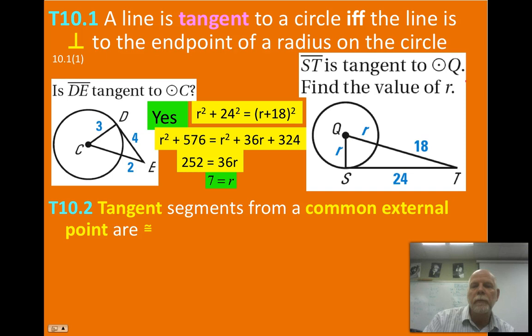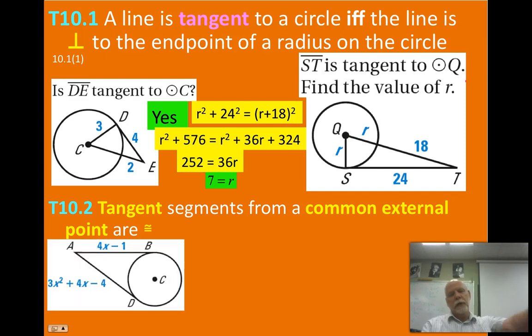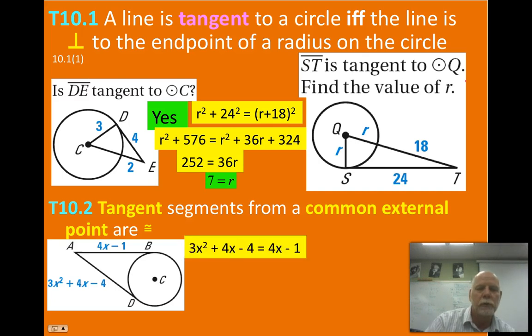Also, tangent segments from a common external point are congruent. If we look at a diagram like this, we have a point A outside the circle, and B and D are points of tangency. It may not look like it very well in this diagram. So AB is a tangent segment, and AD is a tangent segment. If they come from the same point A, they must be congruent to each other. No matter where you move that point A, those two segments are always congruent. So we need to set those two equal to each other.